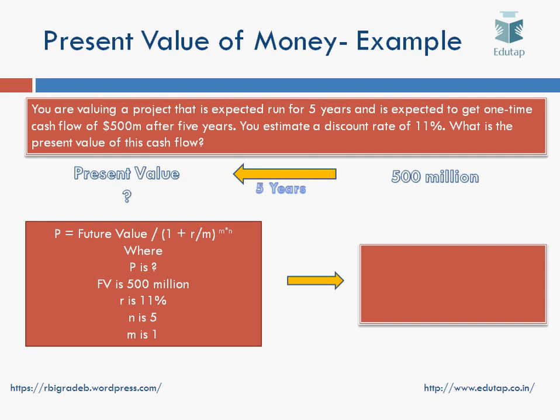So when we put these values in the formula, what we get is P equal to 500 divided by (1 plus 0.11 divided by 1) raised to power 1 into 5. When you solve this equation, you will get your answer as 296.73. You can just spend a moment to understand how we have solved this step by step. We will pause for 15 to 20 seconds.